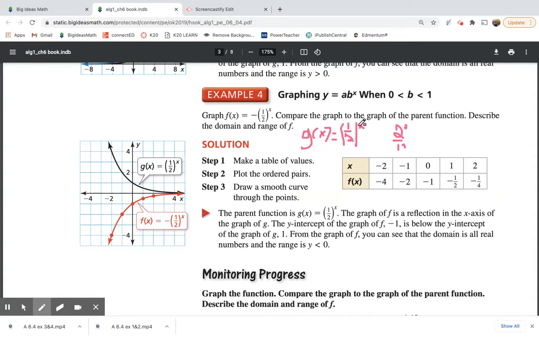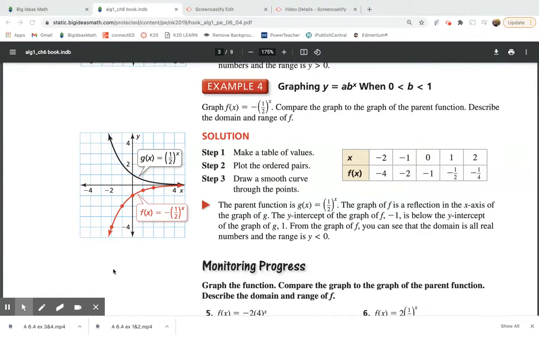1 over 2 to the 0 is just 1, times a negative is negative 1. 1 over 2 to the 1 is just 1/2, times a negative is negative 1/2. And then 1 over 2 to the second power, 1 squared is 1, 2 squared is 4, so 1 over 4 times a negative. Okay, so I'm just going to look at graphing the f of x, not worried about the parent function, since the parent function is just a reflection.